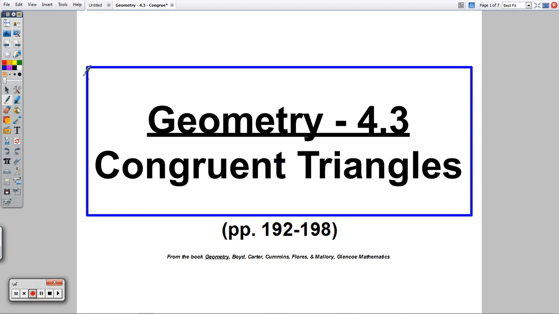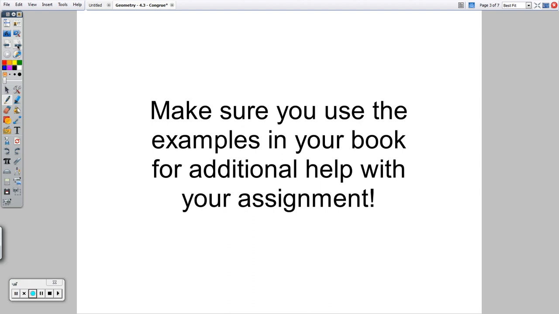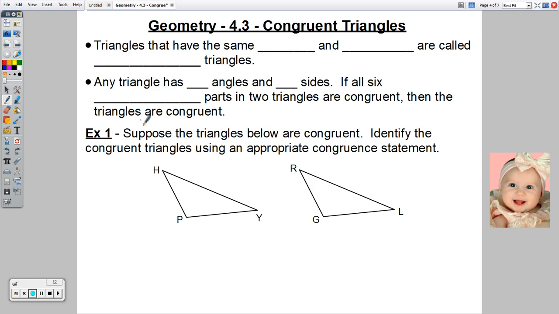We're talking about congruent triangles in this lesson. Some new terminology. Make sure you understand these things by the time we're done. And make sure you use those extra examples in your book, as always, to help you with any assignments you might have. Triangles that have the same size and shape.